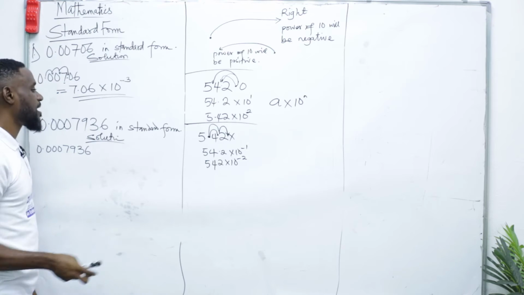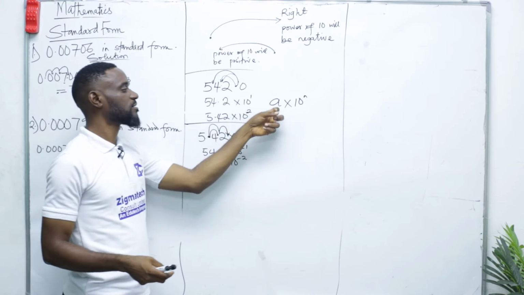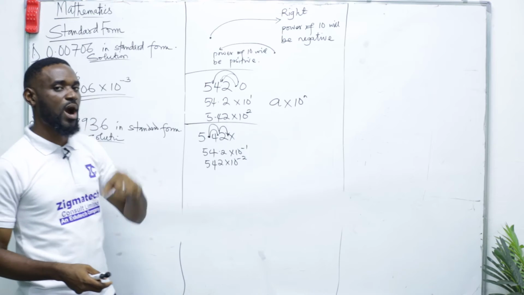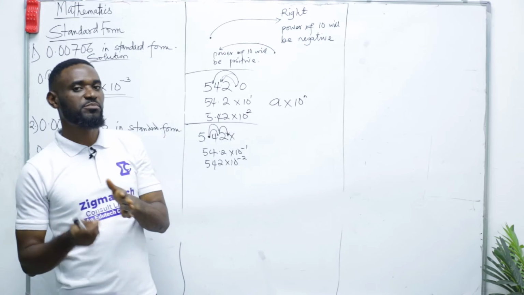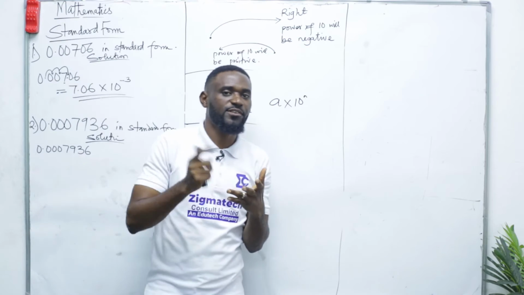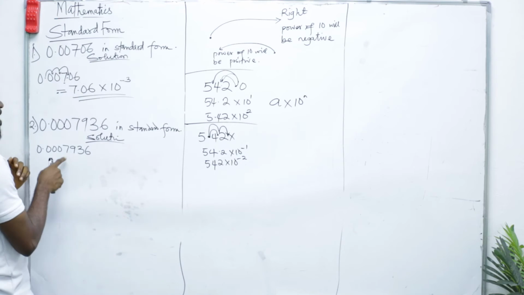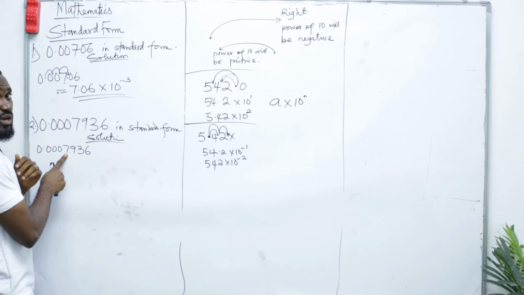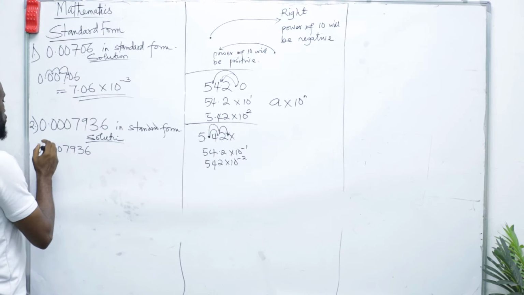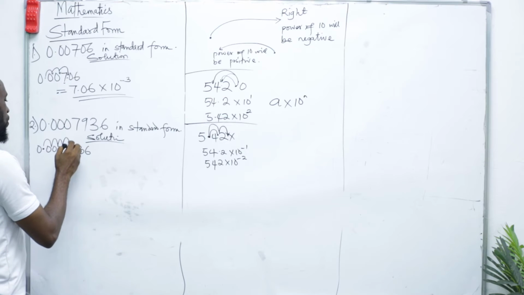Now, remember our A is a number between 1 and 9. 1, 2, 3, 4, 5, 6, 7, 8, 9. So which is the first number? That is 7. That's the first number we have seen there. So the decimal will move 1, 2, 3, 4.